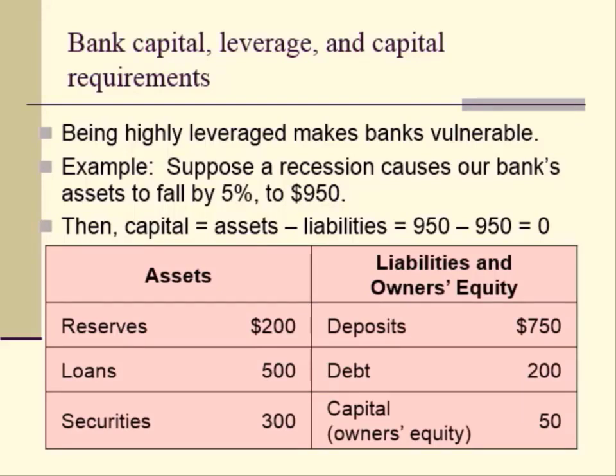For example, suppose a recession causes our bank's assets to fall by 5%, that is to $950. Then capital equals assets minus liabilities, which should equal 950 minus 950 equals 0. In other words, the capital of the bank's owners is wiped out. And if that happens, the concern that bank capital is running short may lead depositors to demand their money, and in the absence of deposit insurance, may cause a so-called bank run.